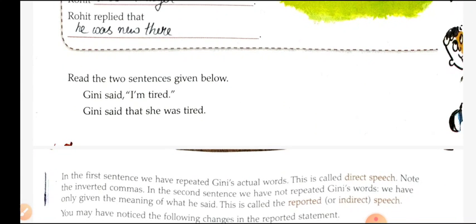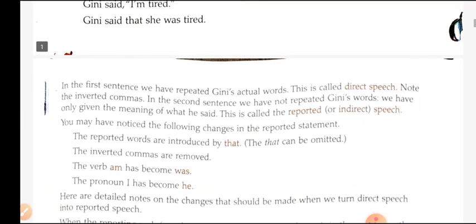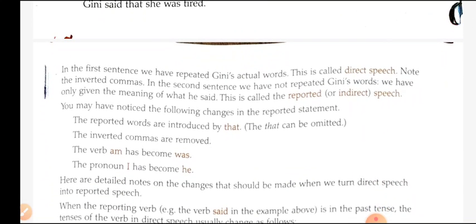Read the two sentences given below. Ginny said, "I'm tired." Ginny said that she was tired. In the first sentence, we have repeated Ginny's actual words. This is called direct speech. Note the inverted commas. In the second sentence, we have not repeated Ginny's words. We have only given the meaning of what she said. This is called the reported or indirect speech.